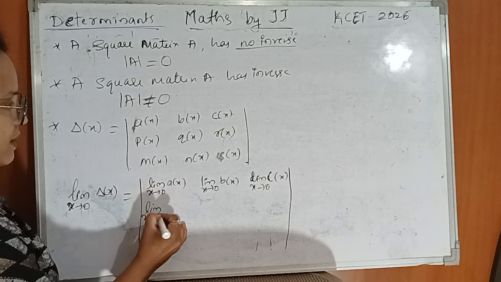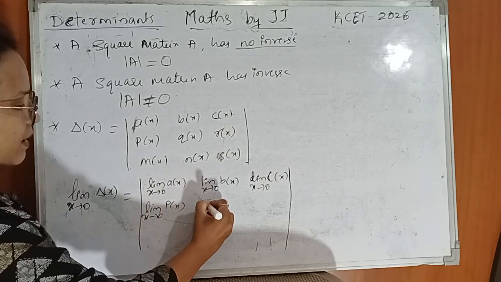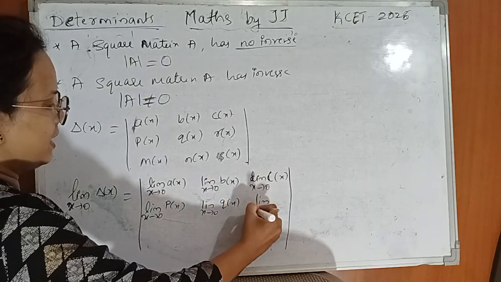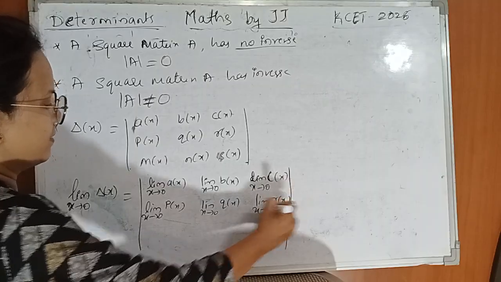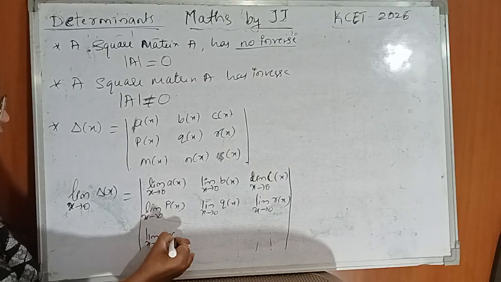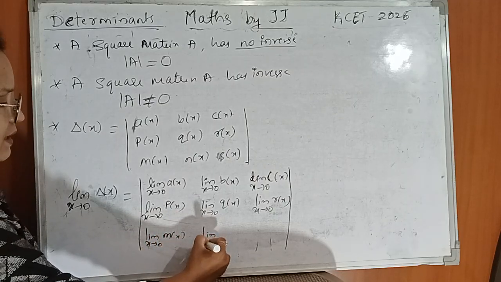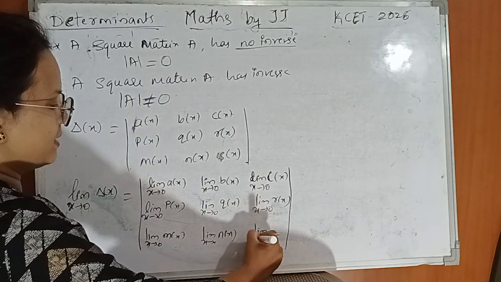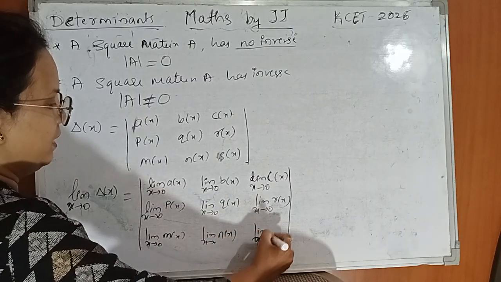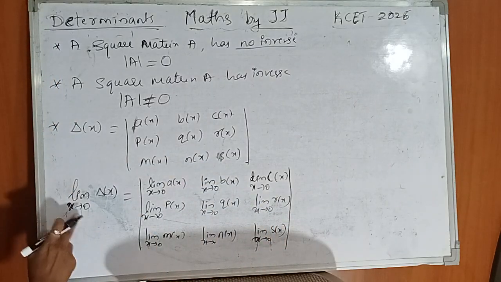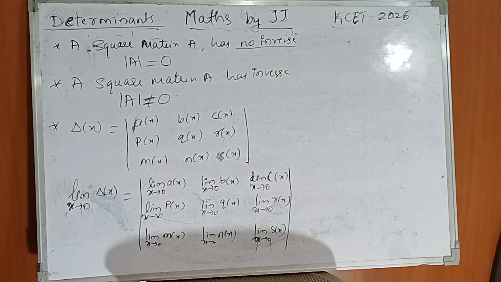So limit as x tends to 0 of p of x, limit as x tends to 0 of q of x, limit as x tends to 0 of r of x. Then here also limit as x tends to 0 of m of x, limit as x tends to 0 of n of x, and limit as x tends to 0 of s of x. This is how we calculate the limit of an entire determinant. Okay, please note down this particular formula.